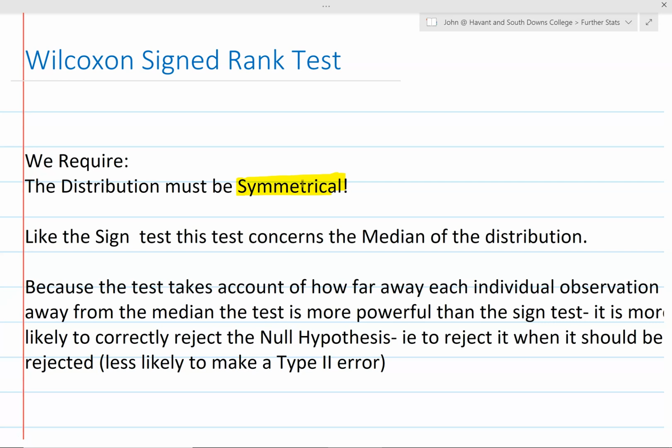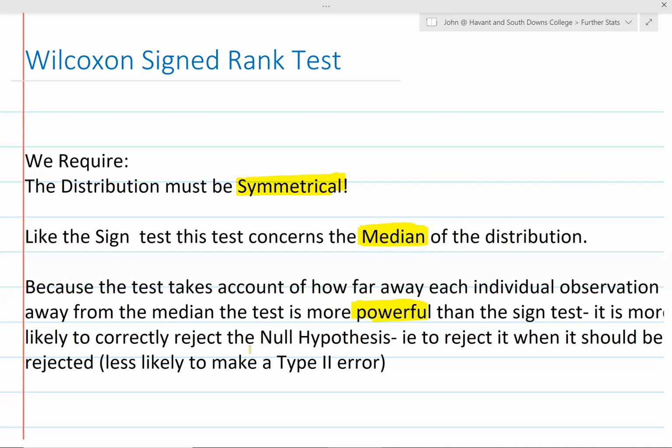Like the signed test, this test is for the median of a distribution. So wherever you could use a Wilcoxon test you could use a signed test, well, no, that's not quite true. Of course, the signed test doesn't require symmetry, whereas the Wilcoxon one does. So you could always use a signed test where you could use a Wilcoxon signed rank test, but not the other way around. However, because the test takes account of how far away each individual observation is from the median, the test is more powerful than the signed test. It is more likely to correctly reject the null hypothesis, i.e. to reject it when it should be rejected.